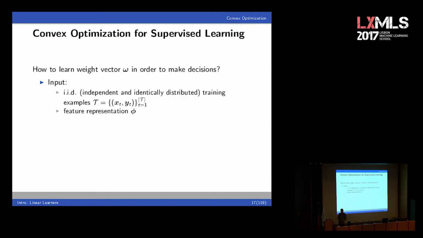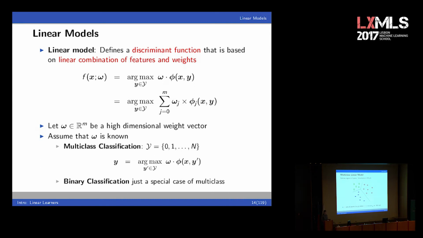Okay, so the model was this. Now the question is, how do we learn the weights? And this is now how machine learning becomes actually a special instance of optimization.